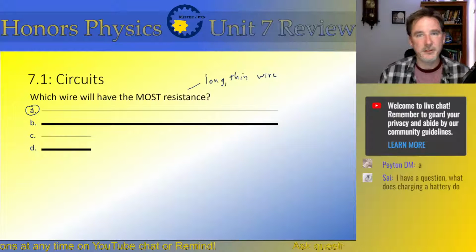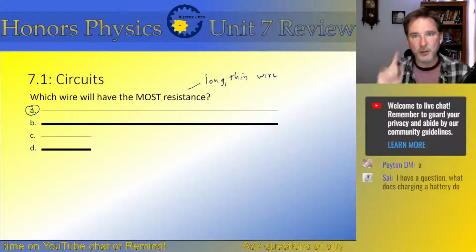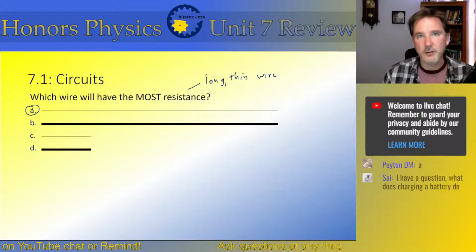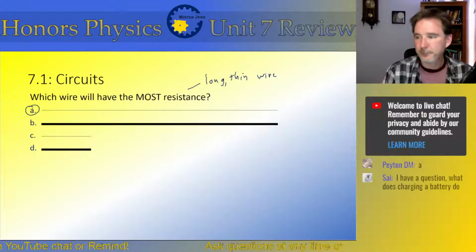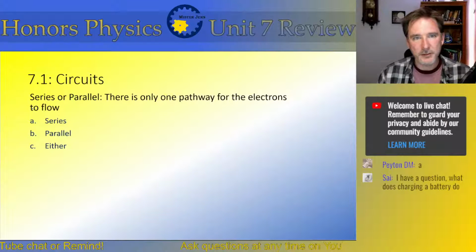If you're looking at long and thin, what's the opposite of that? It will have less resistance. All right, I'm over explaining, I apologize. Look at what I wrote: most resistance, long, thin. Less resistance, short, thick wire. I like to over explain. You know that.